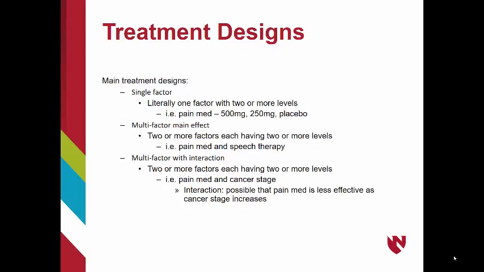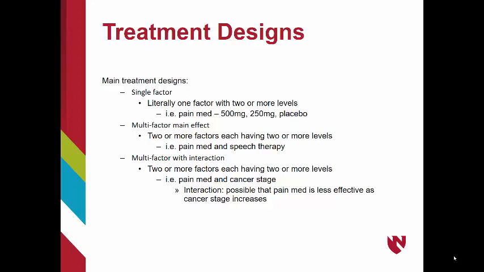Okay, so now we need to look at something like treatment designs. What can I do with a treatment design? So in this case, in my example, we have a single factor. All we're looking at is injury severity score. That's a pretty basic study. We could have done more trying to account for different things. But this would be called a single factor, so literally one factor with 2 or more levels. So injury severity score, we have 4 levels.